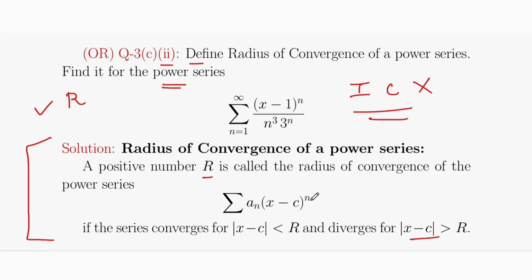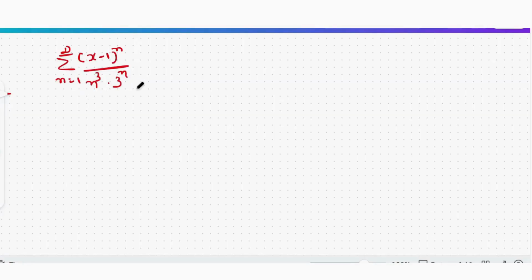Now let's discuss how to find R for this series. Now this one is the given series. Find the radius of convergence R for this series. First of all, this one is a power series. So what is the general form of the power series? General form of power series is summation n is 1 to infinity (x minus c) raised to n into a_n. Now compare with this series. So what is my c? Here c equal to 1.